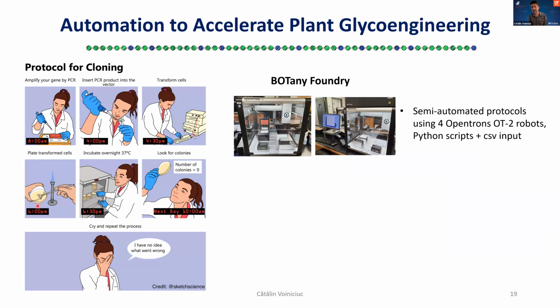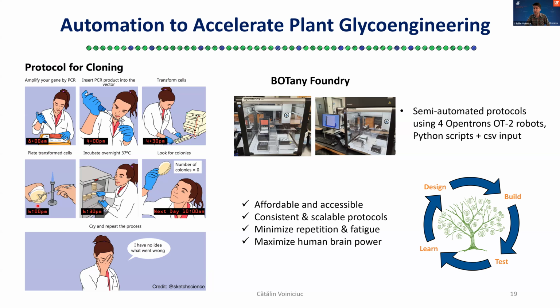So this is really where automation comes in and can help us make semi-automated procedures. In my lab, we've established an entry-level biofoundry we call the Botany Foundry, employing Opentrons robots and user-customizable scripts. Now, why would we want to do this? We want to have affordable and accessible protocols, which can be scaled from low to medium to high throughput experiments, and they will help us minimize repetitive techniques, fatigue, the risk of inexperienced users having a pipetting error, and maximize human brain power.